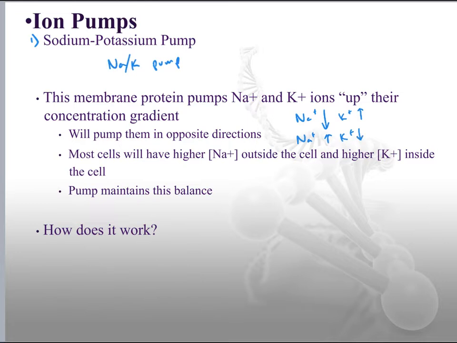Most cells will have a higher sodium concentration outside the cell and a higher potassium concentration inside the cell. So it's probably going to be more like this second situation. The pump works to maintain this balance. So it works to keep sending sodium out of the cell and taking in potassium. So how does it work?